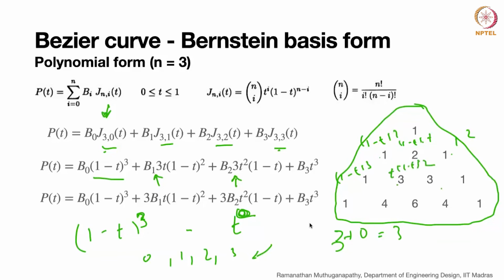What about the other one? That will be t square into 1 minus t, and this will become t cube. Correct.